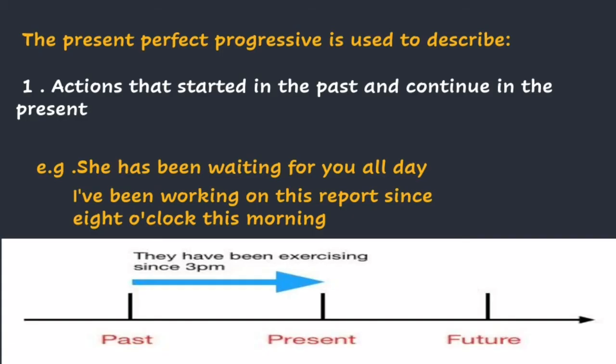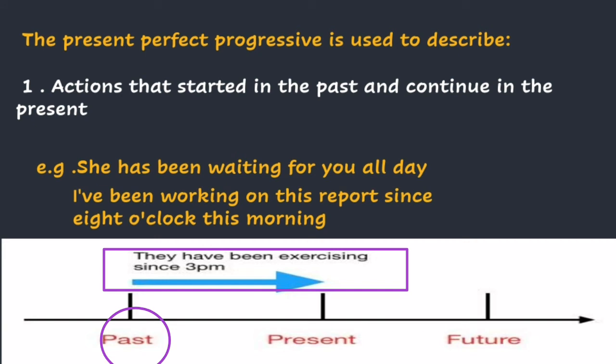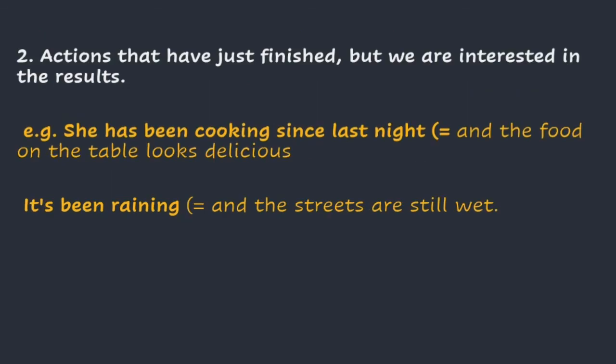When do we use the present perfect progressive and why? The present perfect progressive is used to describe actions that started in the past and continue in the present. For example, she has been waiting for you all day. I've been working on this report since 8 o'clock this morning. Here is a timeline to understand it more. They have been exercising since 3 p.m. Here, the action started in the past and continues in the present.